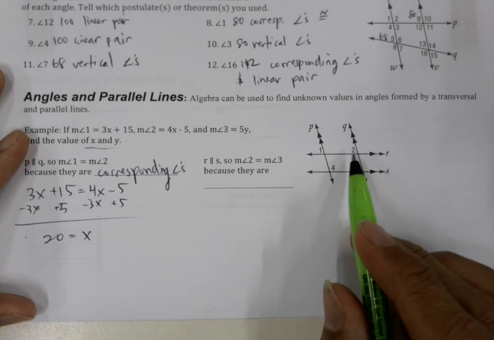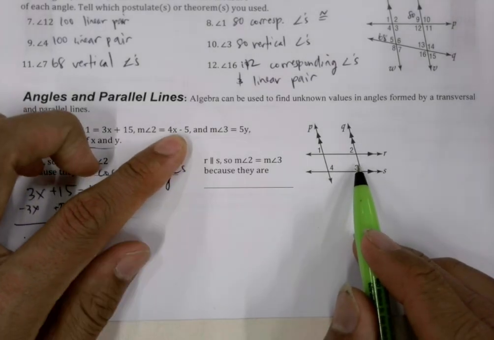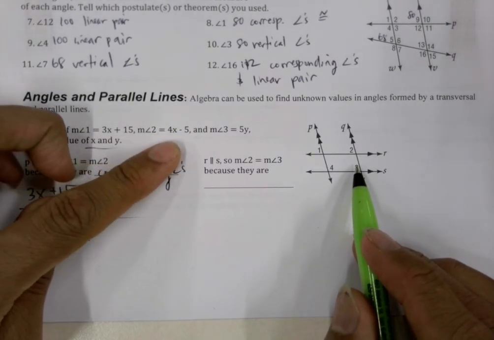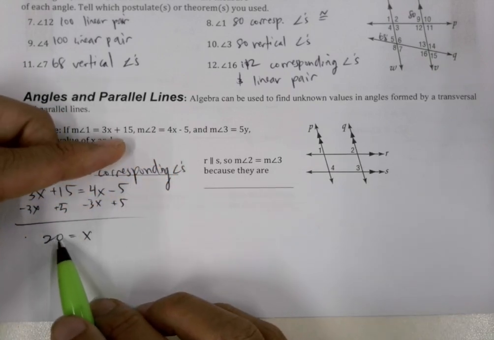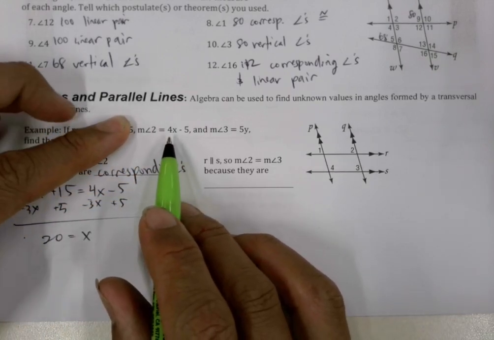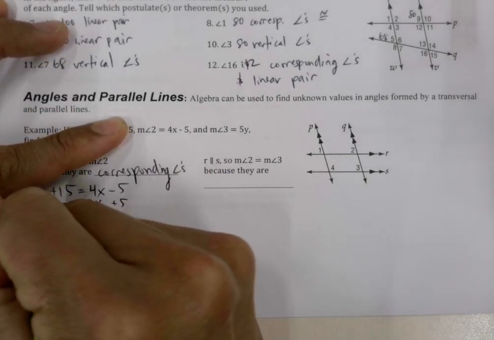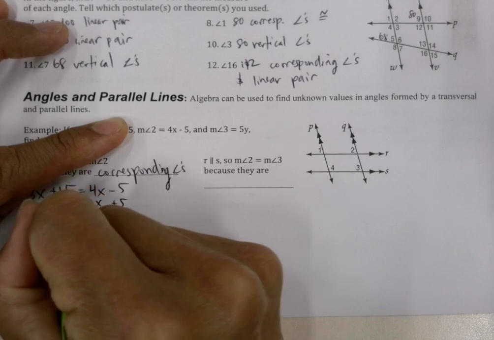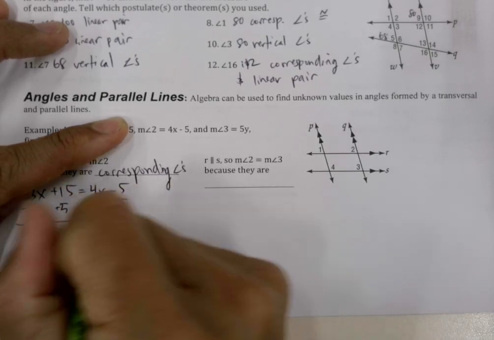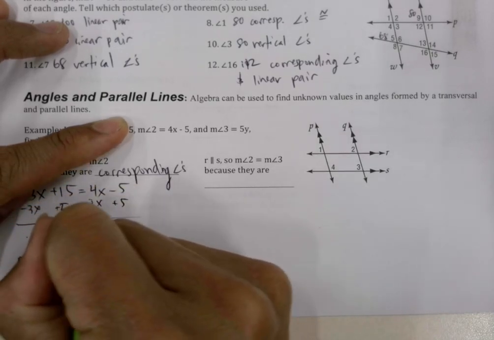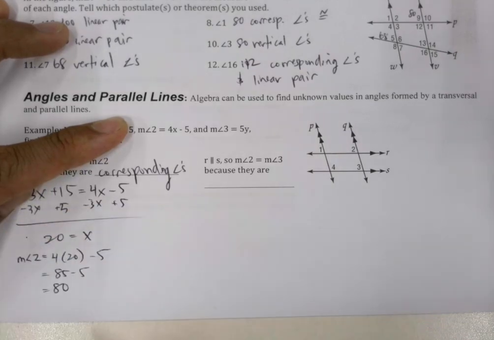How can I find my y? Well, we have here that x is 20, so we can substitute into the measure of angle 2. Let's go ahead and do that. Measure of angle 2 is equal to 4 times 20 minus 5, so it's going to be 85 minus 5, which equals 80 degrees.